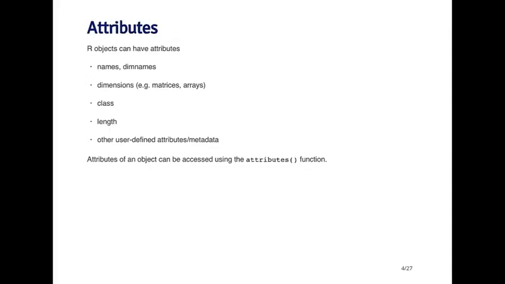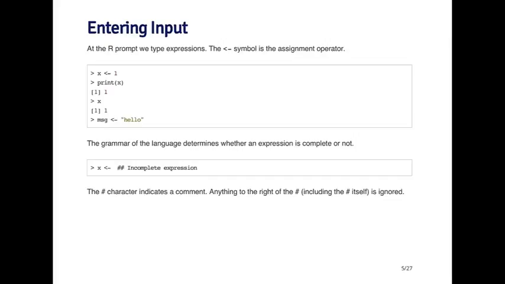Every object also has a length. For a vector, it's quite simple. The length of the object is just the number of elements in the vector. And then there may be other user-defined attributes or metadata, things that you can define separately for an object using various attribute functions. There is a general function called attributes, which allows you to set or modify the attributes for an R object. Once we start typing things into the R prompt, we're going to start coding and doing calculations. The things that we type into the R prompt are called expressions.